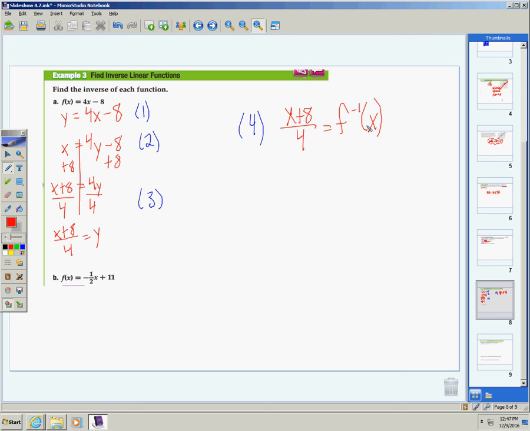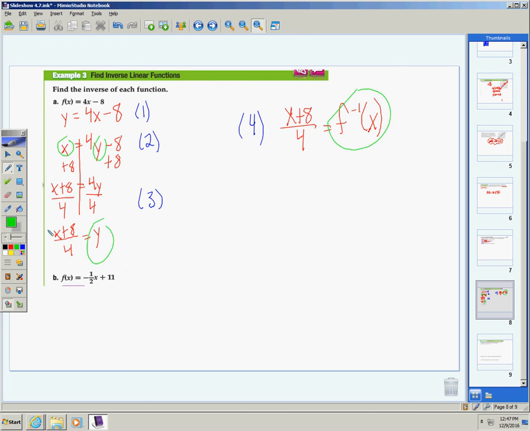So, no new skills here. All we're doing is switching around x and y, and then we're solving an equation for y. We've done that plenty of times. So the only tricky part that's new is rewriting this with a y, switching around the x and the y from the first equation, and then solving for y, and then we replace y with f of x inverse.